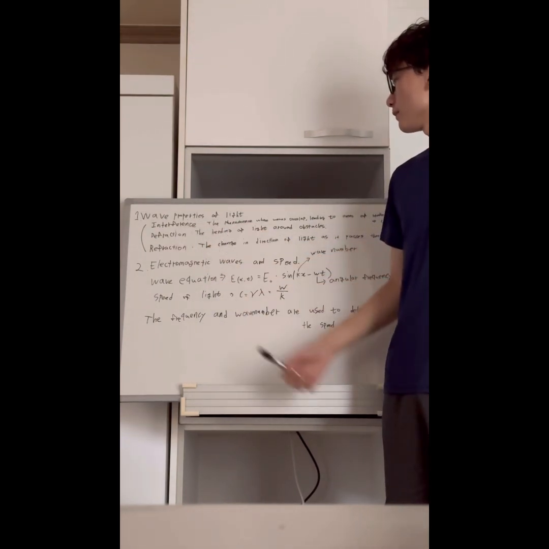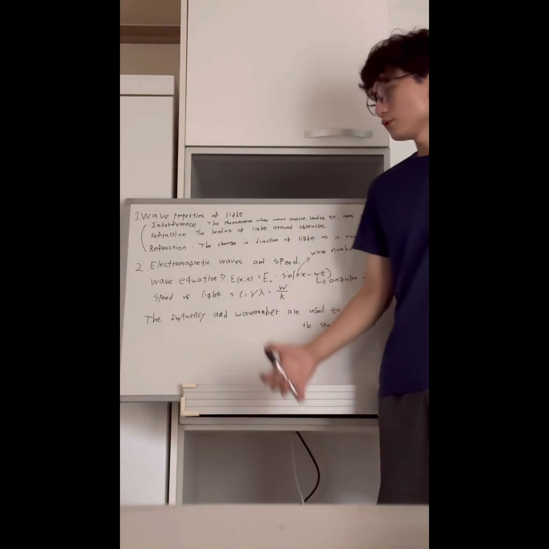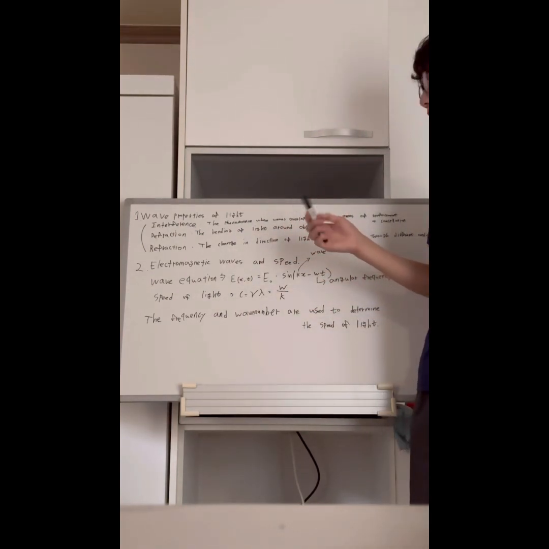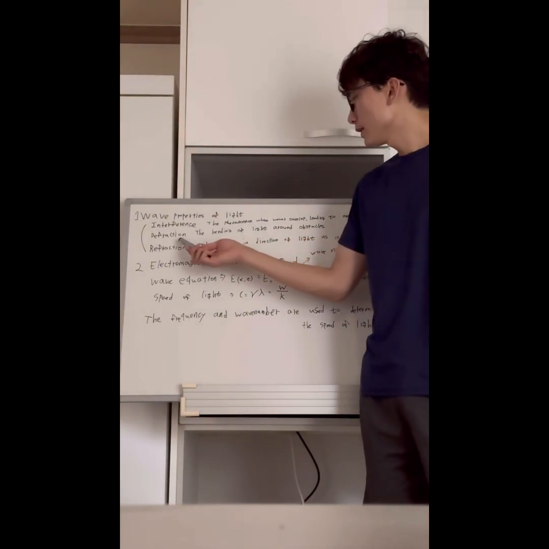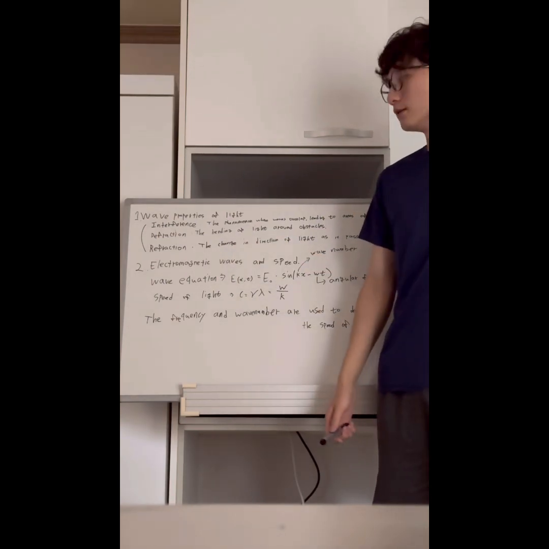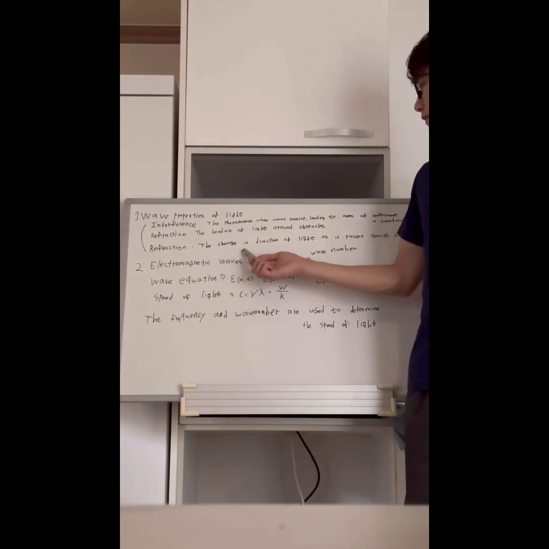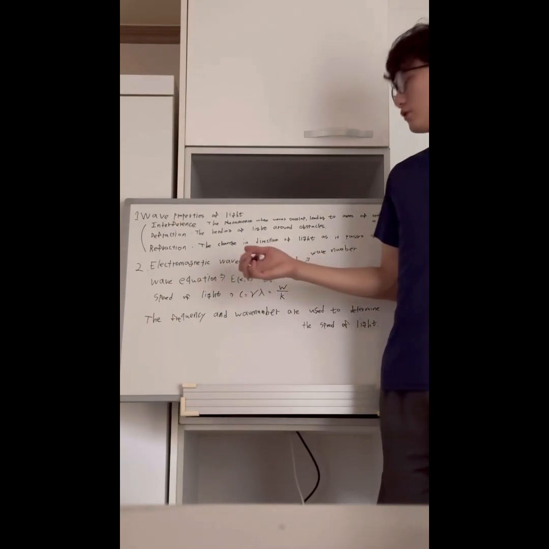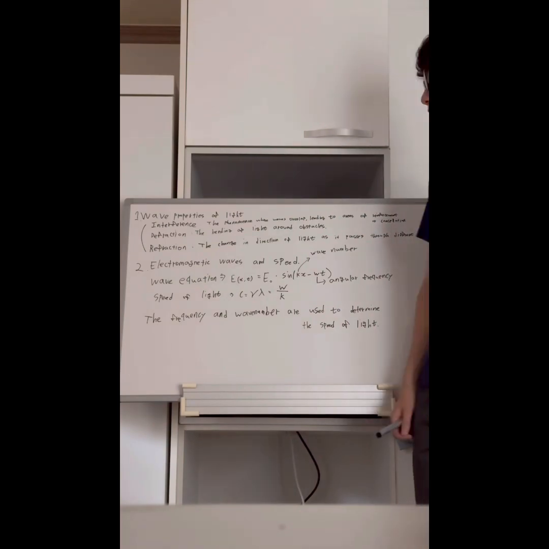Interference is the phenomenon where waves overlap, leading to areas of reinforcement or cancellation. And second one, diffraction, is the bending of light around a circle. And third one is refraction, the change in direction of light as it passes through different media.